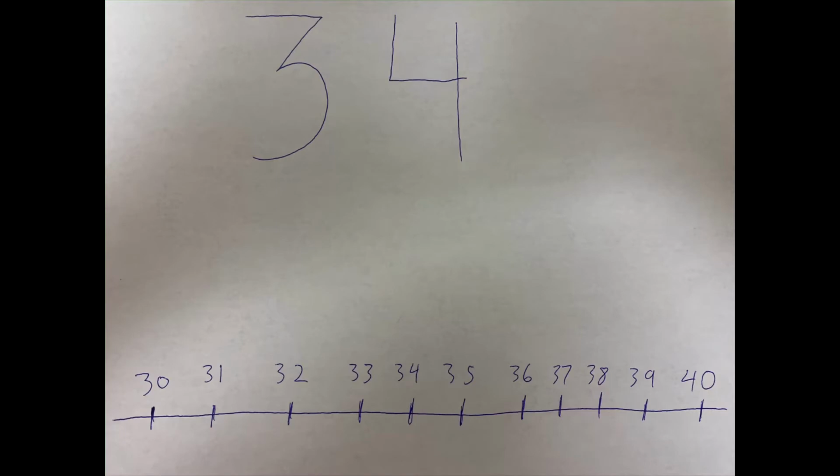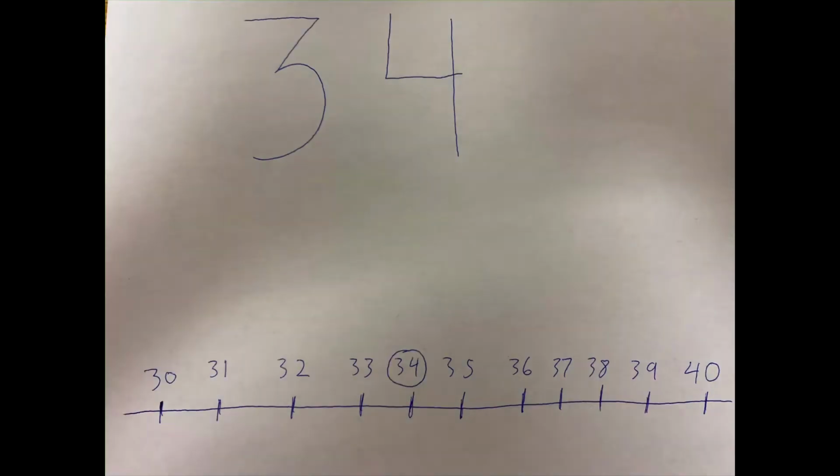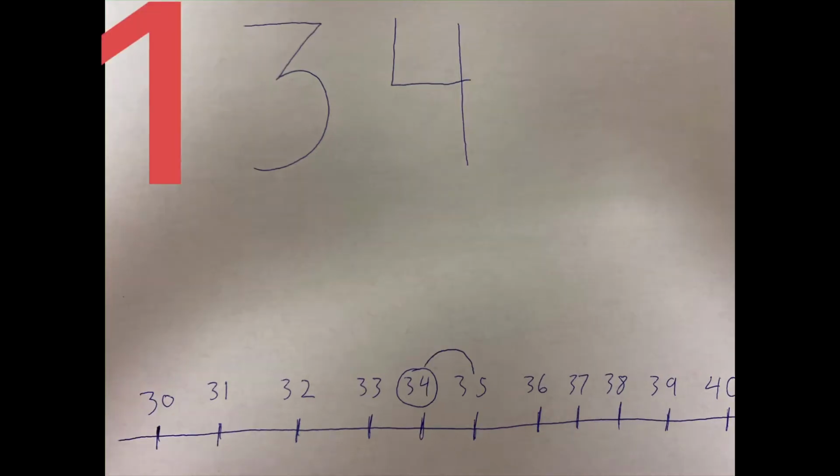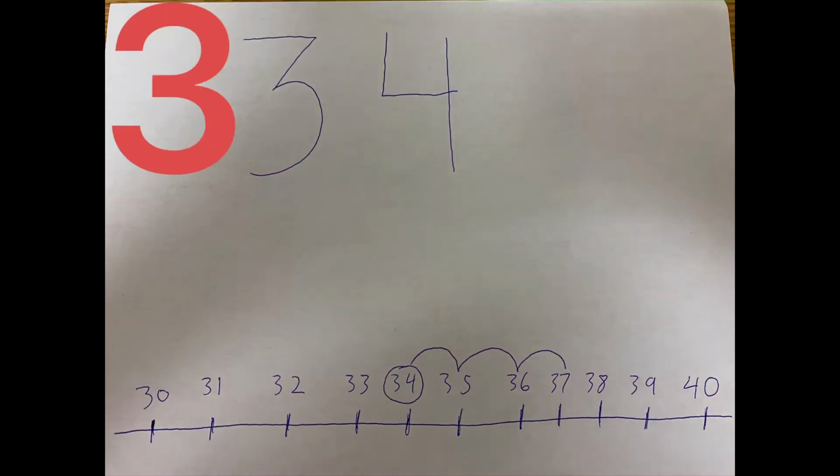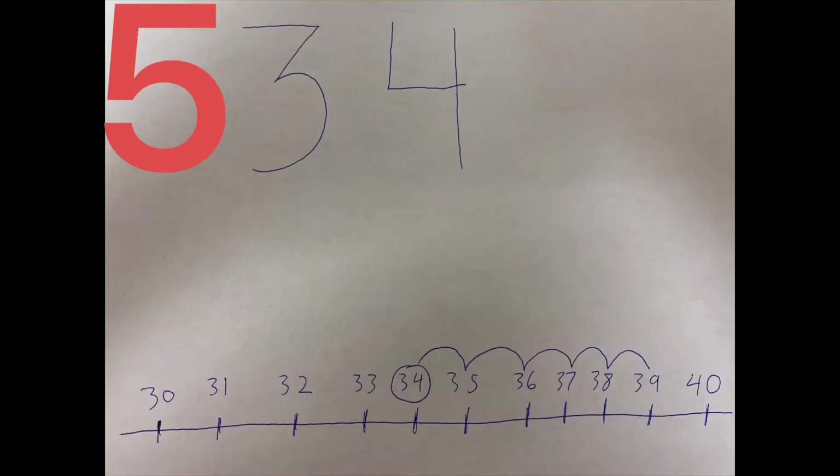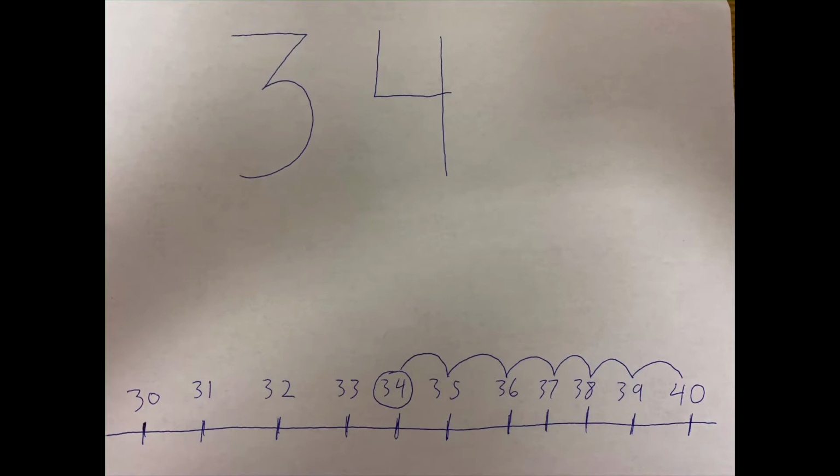We know that 34 is in between the numbers 30 and 40. Let's fill in all the numbers in between to see which one 34 is closest to. Let's start at 34 and count the spaces until we reach 40. You ready? 1, 2, 3, 4, 5, 6. There are 6 spaces in between 34 and 40.